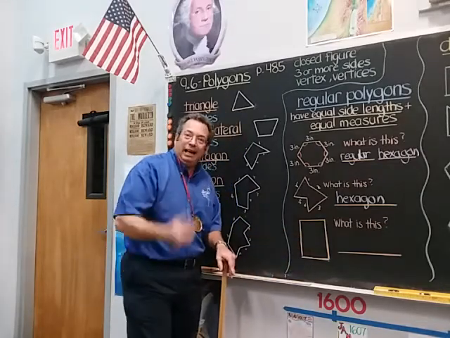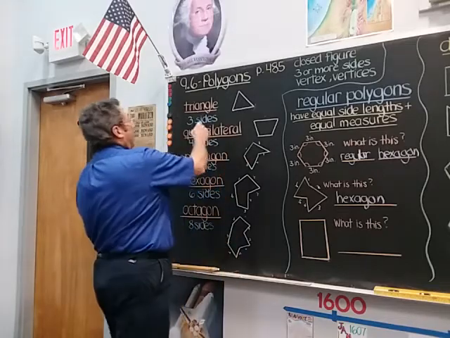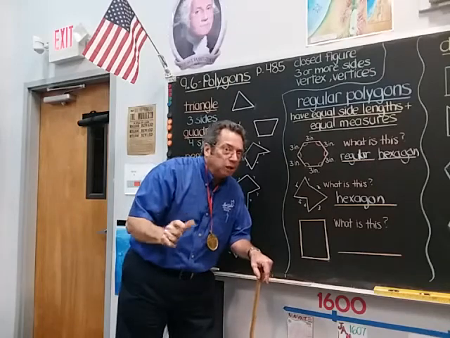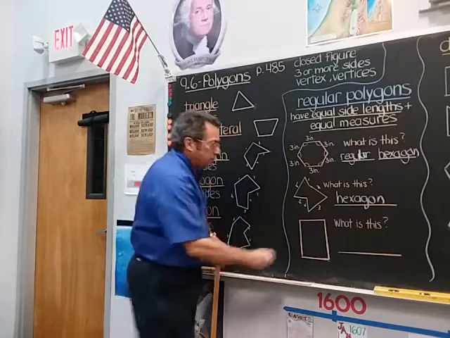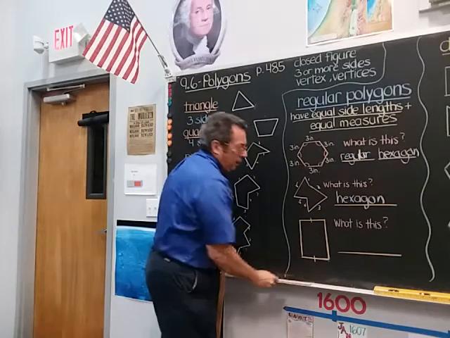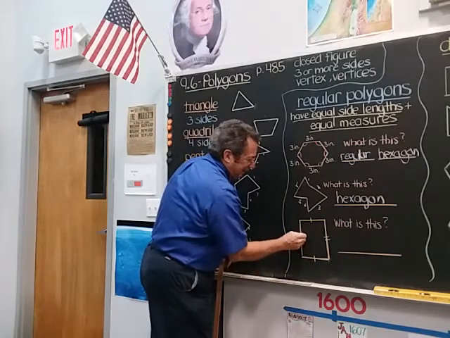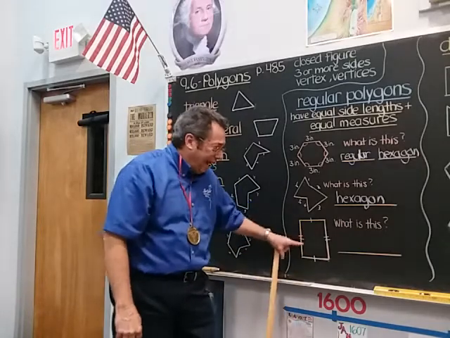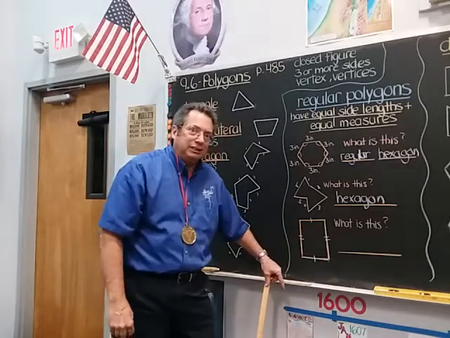All right, how many sides? 4 sides, so I know it's a quadrilateral, but is it a regular quadrilateral? Well, this side, I would say, is equal to this side, but this side is longer. So are all the sides equal? No. The angles are all 90-degree angles, yes, I would say that.